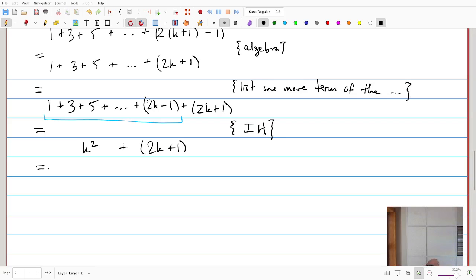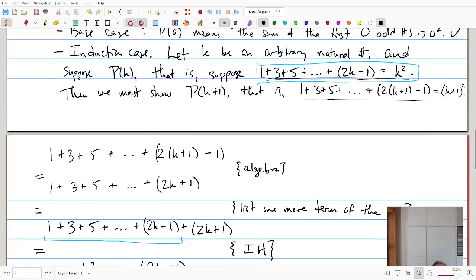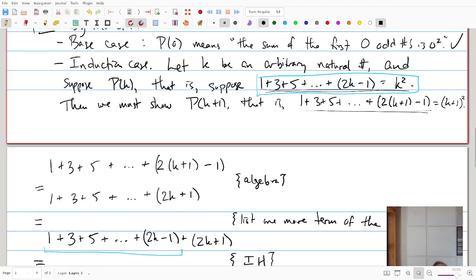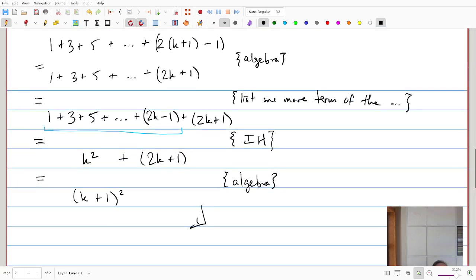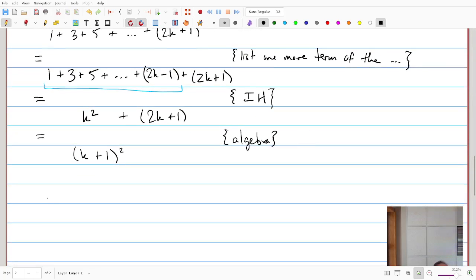Well, k squared plus 2k plus 1, we can factor that. It's k plus 1 squared. So this is just some more algebra. But we're done, because that's what we wanted to show. We had to show that this thing is equal to k plus 1 squared. Or I can say therefore, if I want to, I can say by induction.